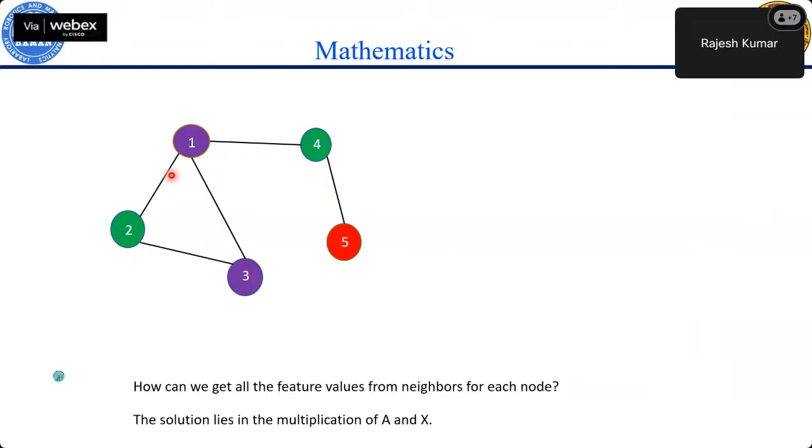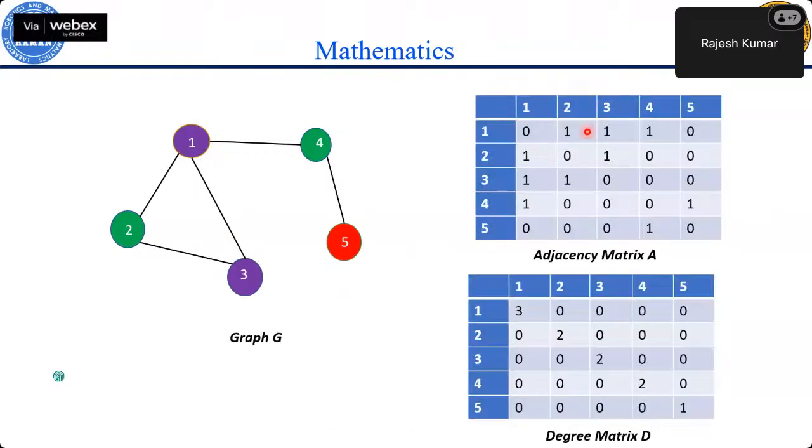If this is a graph which is given to me, then how do I do it mathematically? First, I develop an adjacency matrix. That means which node is connected to which node. You can say a node itself is not considered here. So 1 is connected with 2, 3, 4. If there is a connection, we make it 1. If there is no connection, we make it 0.